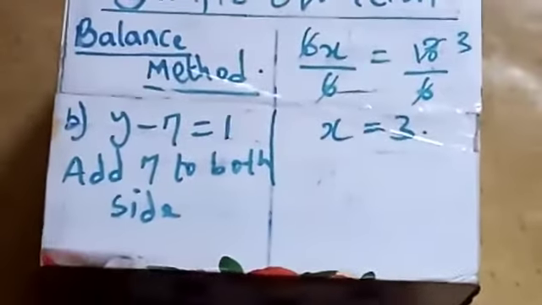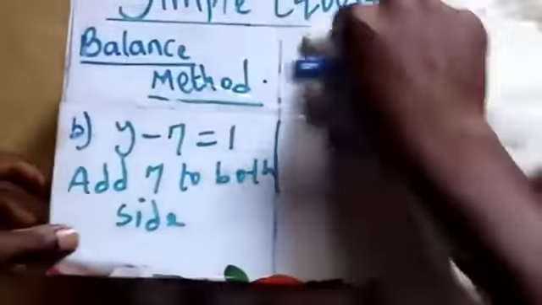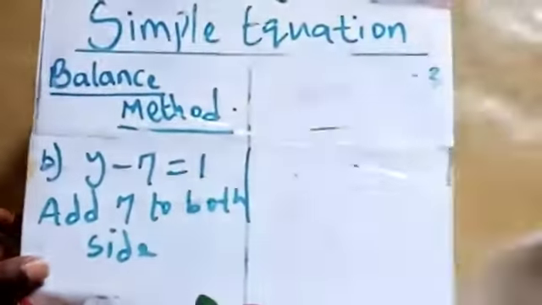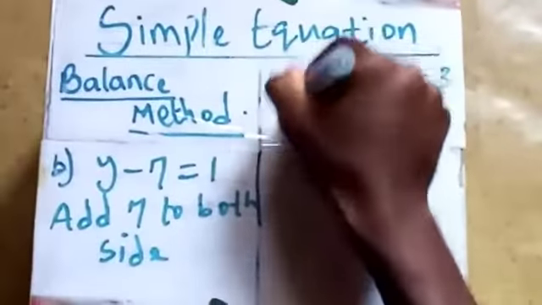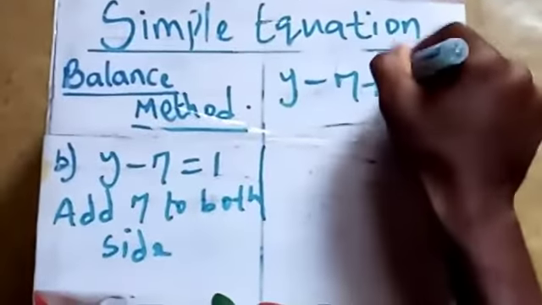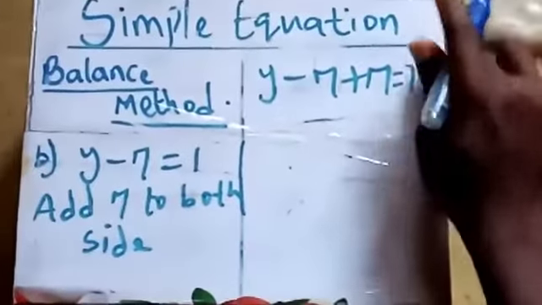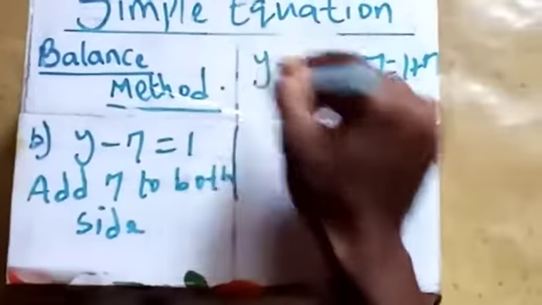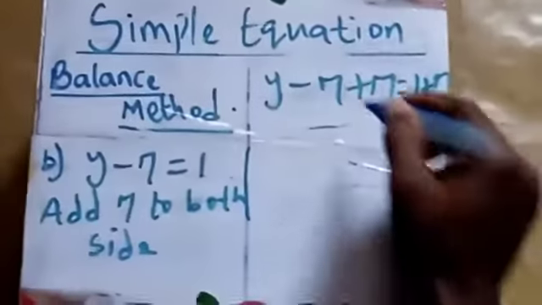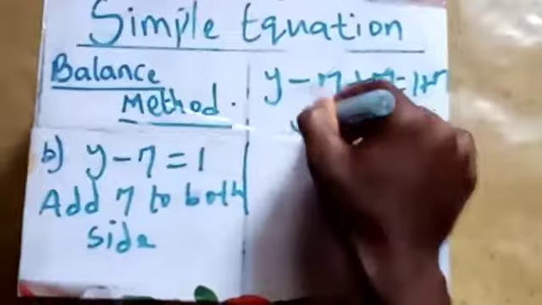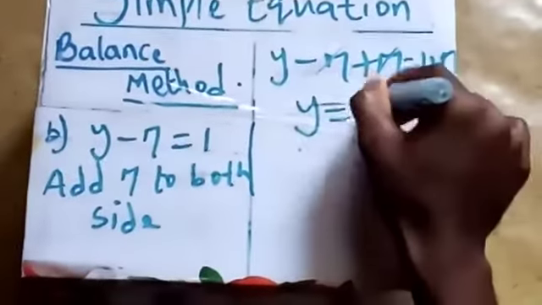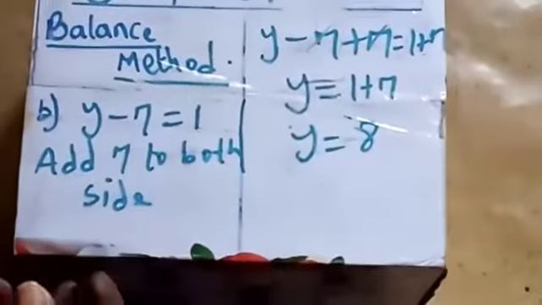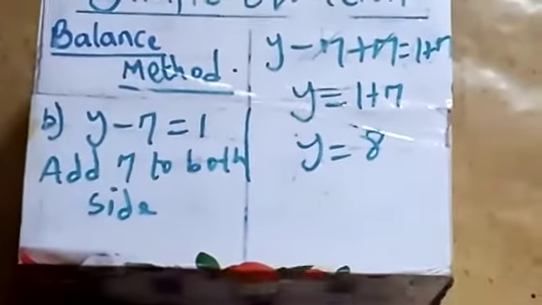If you do that, we're going to have y minus 7 plus 7 equals 1 plus 7. Don't forget, whatever you are doing to one side, you do exactly the same thing to the other side. And this will go. You are left with y equals 1 plus 7, and your y equals 8. So it's as simple as that. Let's take another example.